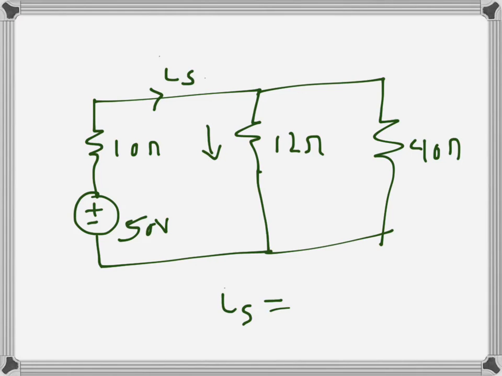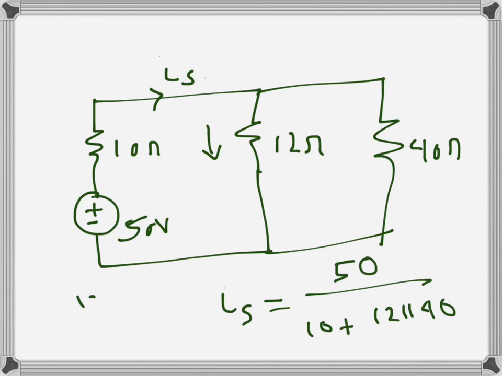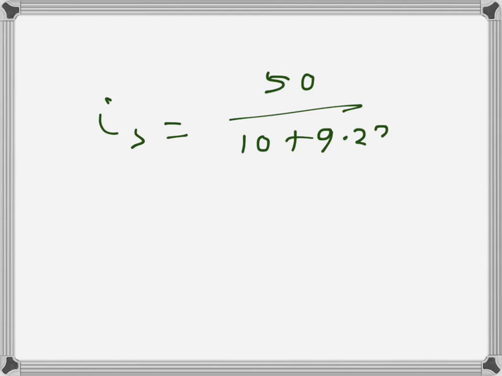So IS will be 50 divided by 10 plus 12 parallel 40. That will give us IS equals 50 divided by 10 plus the parallel equivalent of 12 and 40, which is 12 times 40 divided by 12 plus 40, and that becomes 9.23. So 50 divided by 19.23 is 2.6 amps approximately. So that is the supply current.